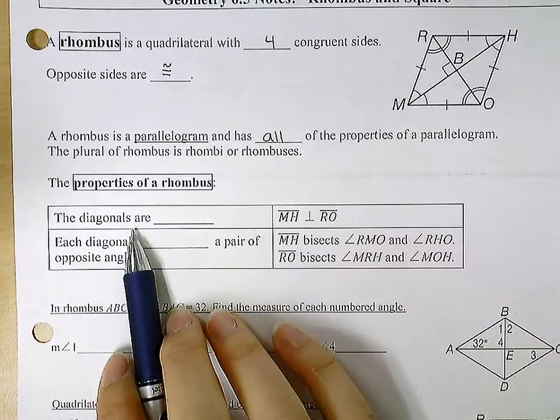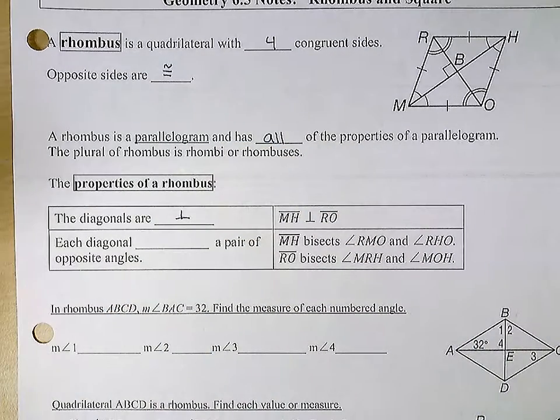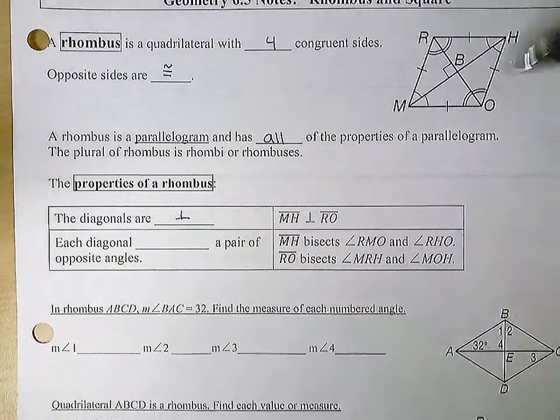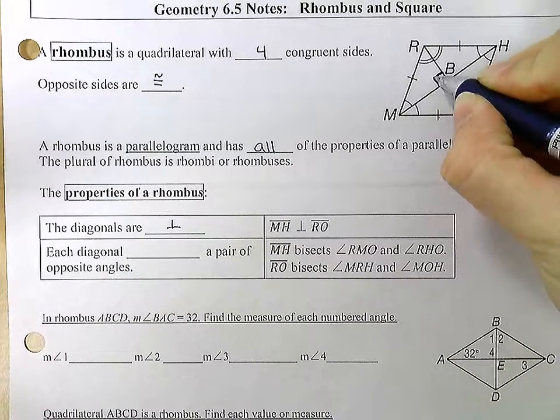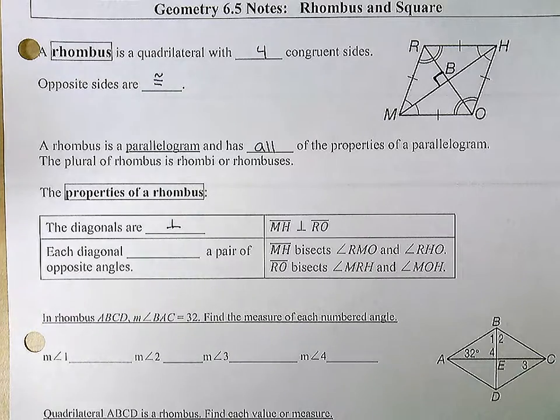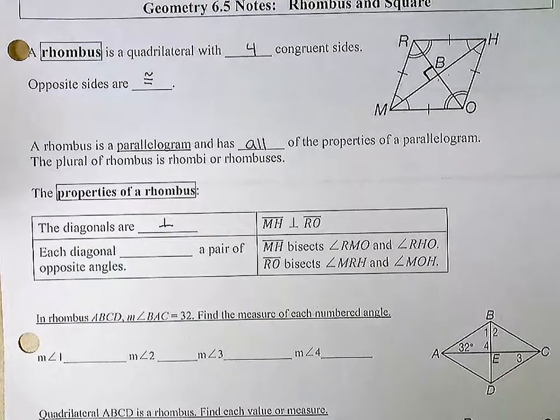Okay, your diagonals are perpendicular. So where those 2 diagonals meet here, it creates that 90-degree angle. Okay, so all 4 of these angles inside your rhombus will be 90 degrees.